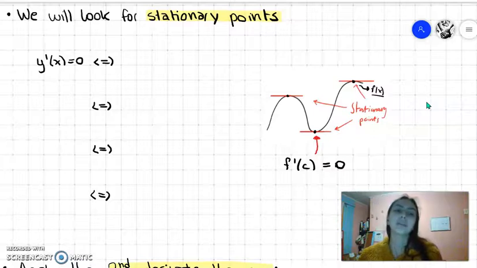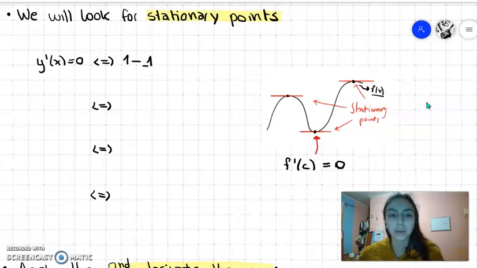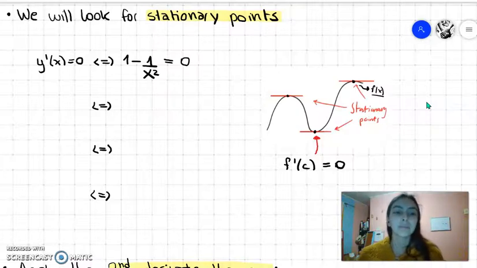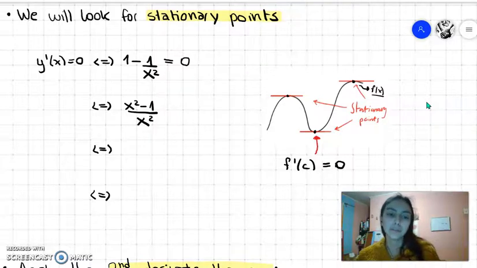Here I write: the derivative of the function is 0 if and only if 1 minus 1 divided by x to the power of 2 equals 0. But that happens if and only if, adding these two fractions, we have x to the power of 2 minus 1 divided by x to the power of 2 equals 0.